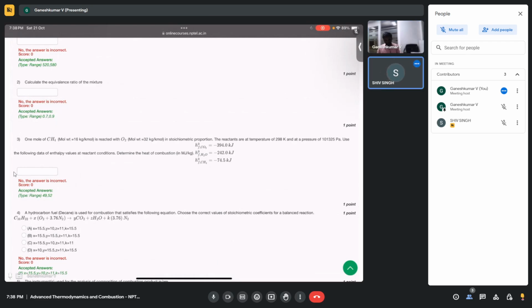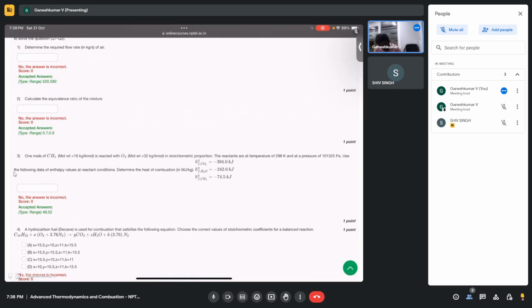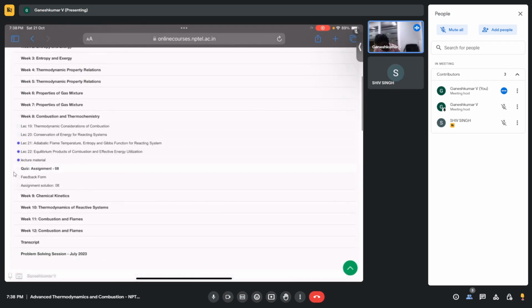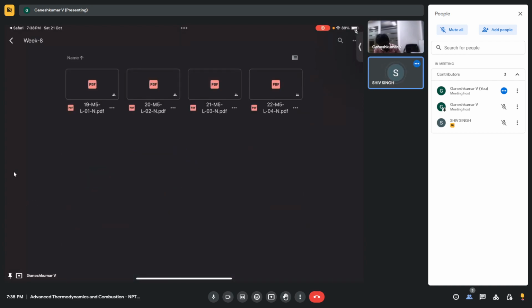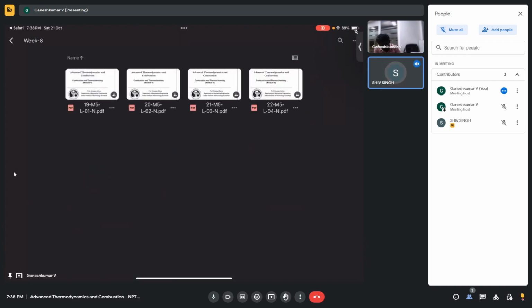Sir, I got the answer as a negative value, minus 49.52. But in the solution, the formula was taken as negative, so I am not able to understand how the negative sign comes. So basically, there are two things, right? There is something called heat of reaction and heat of combustion. Heat of combustion is actually positive. Let me show that. Sir, if possible, please explain in detail, theory and numerical both. Sure.